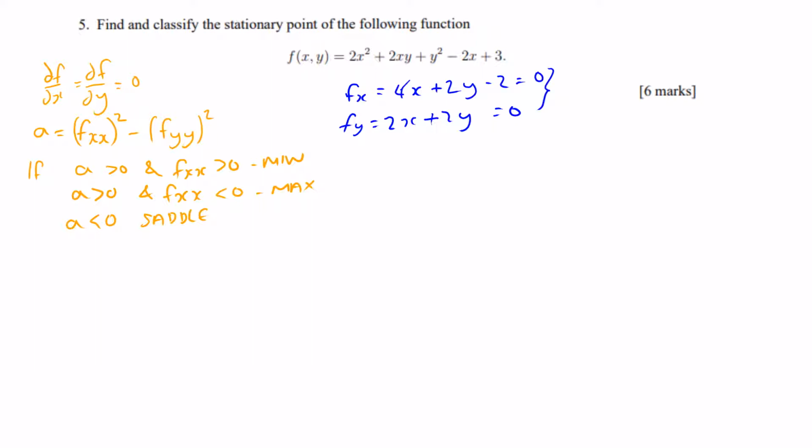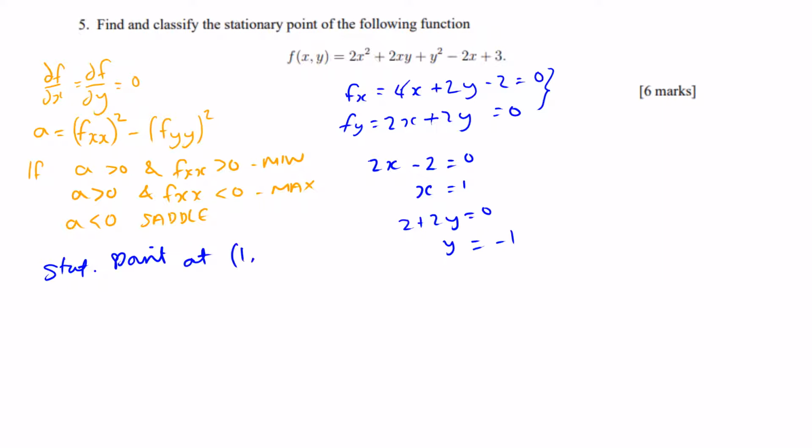If we subtract the second from the first, 4x minus 2x is 2x, 2y minus 2y is 0, and minus 2 take away 0 is minus 2, which equals 0. So here we can clearly see that x equals 1. Substituting this into the second equation, 2x plus 2y equals 0, 2 lots of 1 is 2, so 2 plus 2y equals 0, so y equals negative 1. This tells us that there is a stationary point at the point (1, -1).